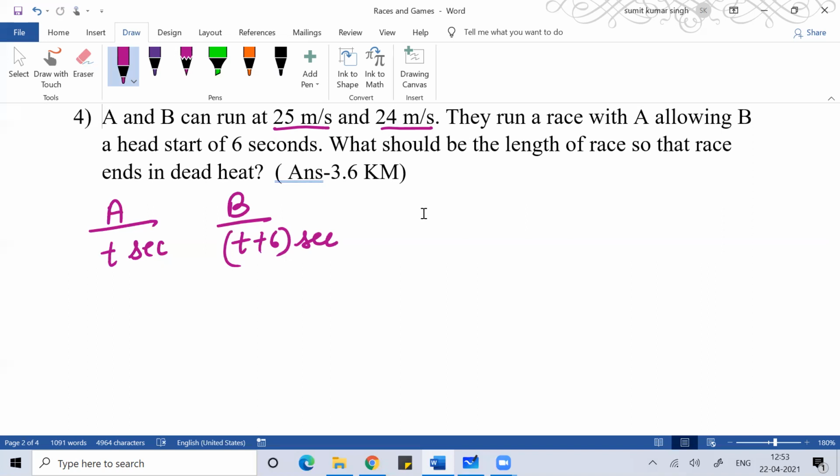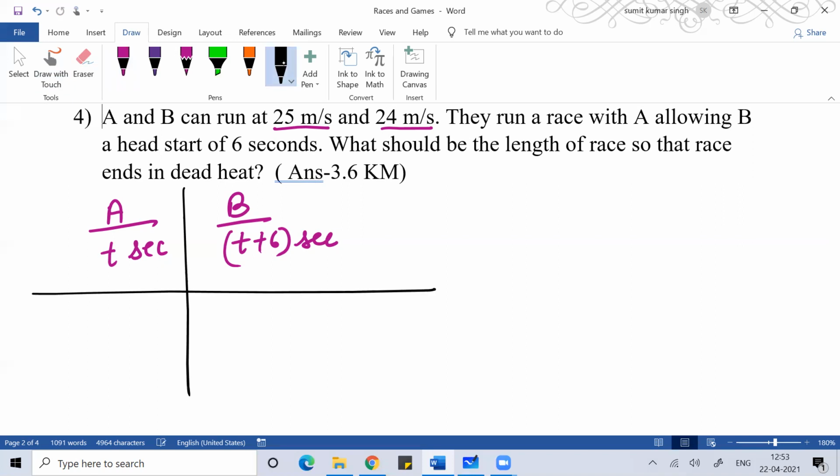So when you talk about a head start, you can give a head start either in terms of distance or in terms of time. So a head start is the advantage you can give to an opponent so that the race can end in a dead heat.